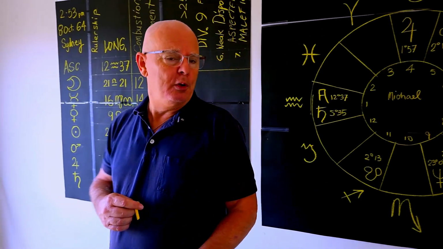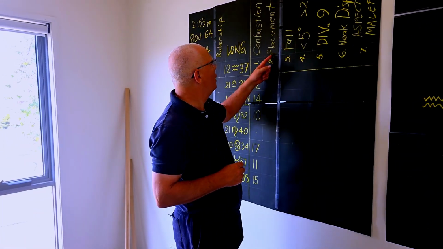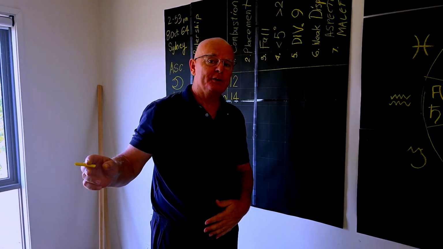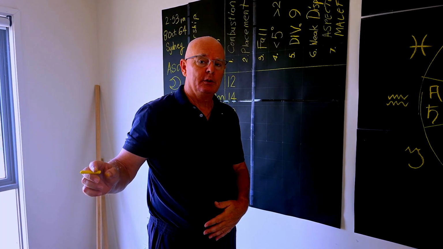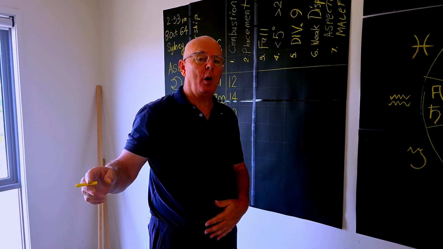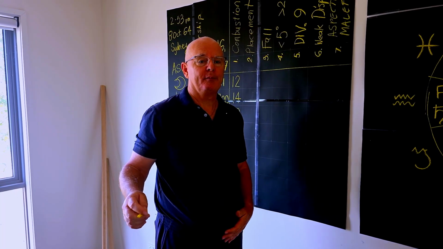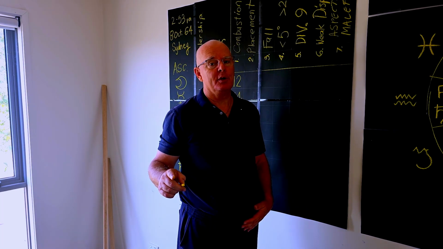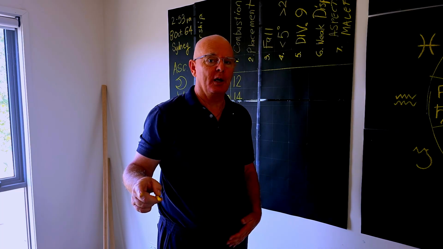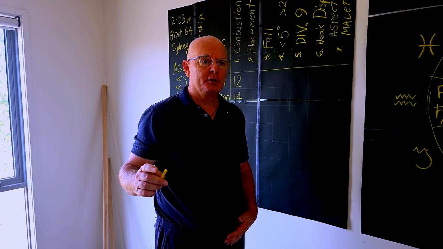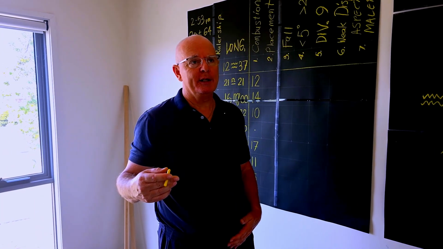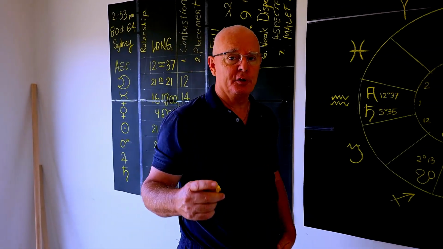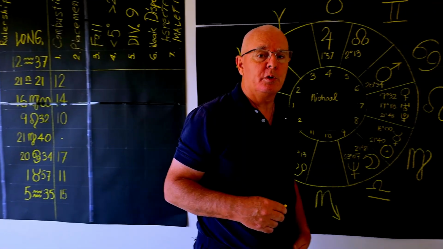So let's look at the next column, column 2. It's called placement. And placement means any planet in house 6, 8, or 12 is weak. And there's an important exception: unless it's in its own sign. So a planet in house 6, planet in house 8, planet in house 12, they're weak unless it's in its own sign.